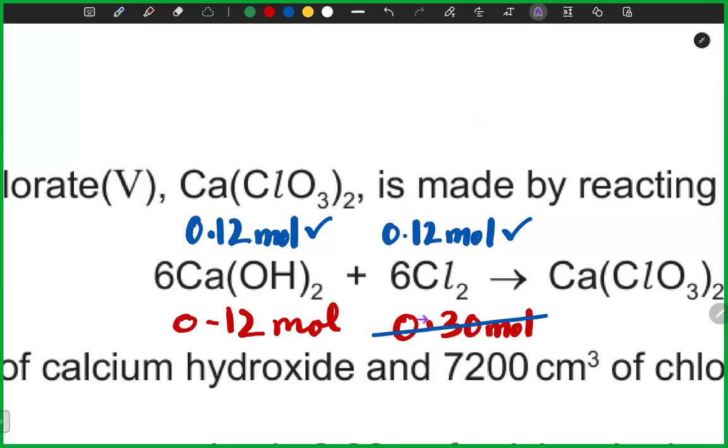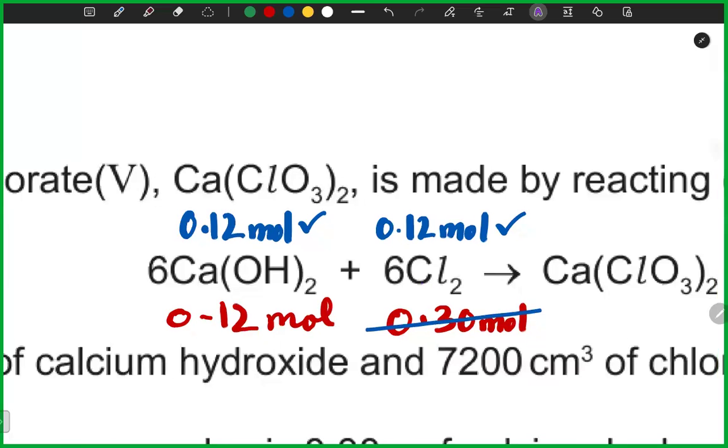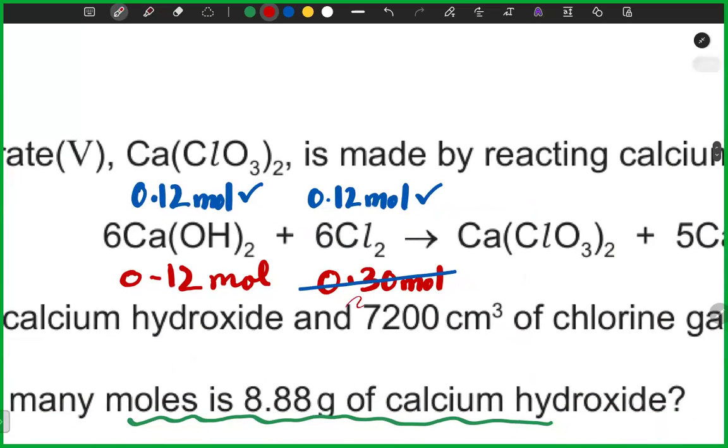Out of that 0.30, only 0.12 is reacting. The rest you just added in excess, they were not required because the equation states they react in the same ratio. So 0.12 will react with 0.12. So what is left? 0.18 is in excess. Extra, they are not required, right? Only 0.12 was needed, and for some reason you added a lot more than 0.12, which were not required. So these would be the ones that would be left.